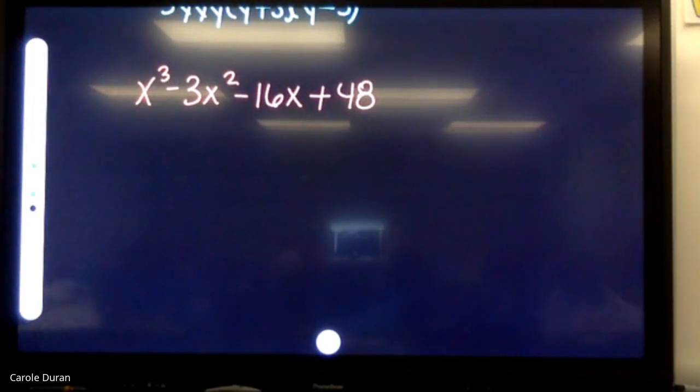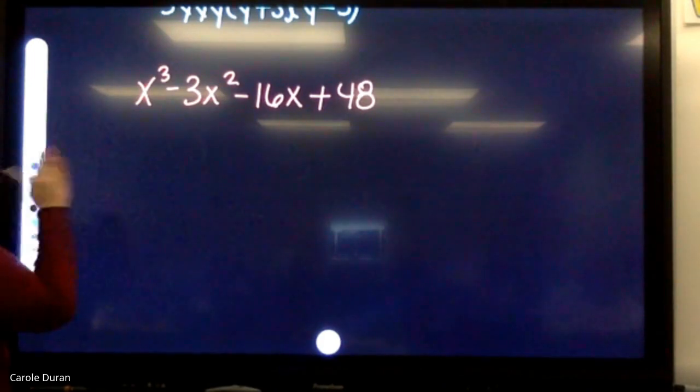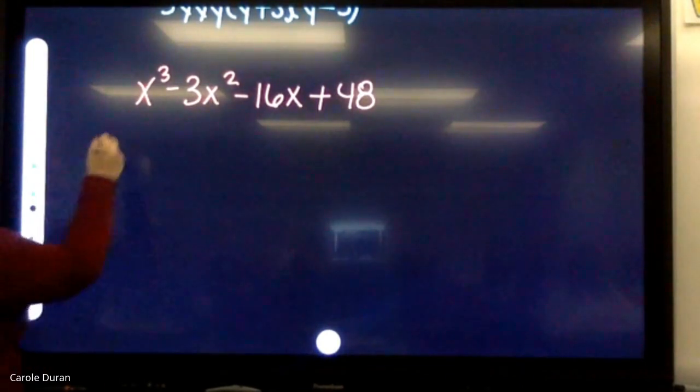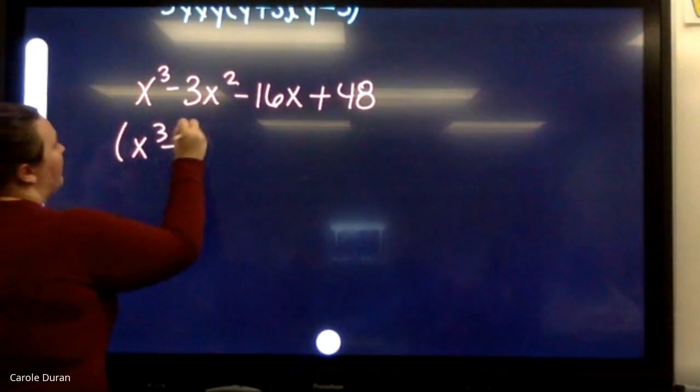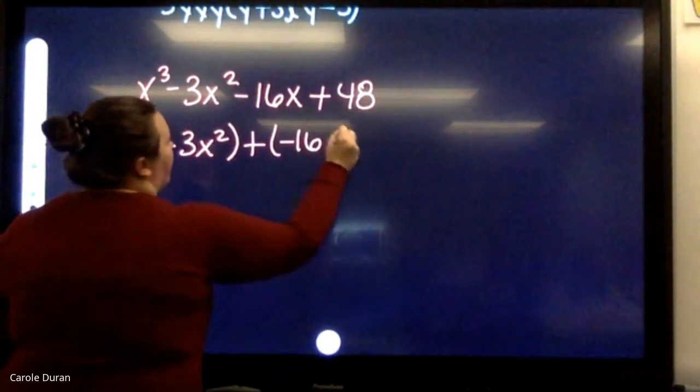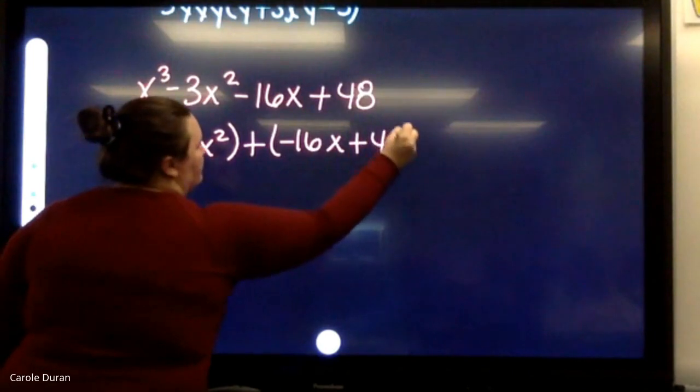Can't we just do the one thing with the grouping? Grouping. Who else thinks we can group on this one? We can, because there's 4 terms, and that's really the only way I can approach this right now. So when I'm grouping, I'm going to group the first terms, and then group the second terms. I'm going to rewrite this because there's subtraction here, and it looks a little bit nicer when I rewrite it. So I'm going to have x cubed minus 3x squared plus negative 16x plus 48.